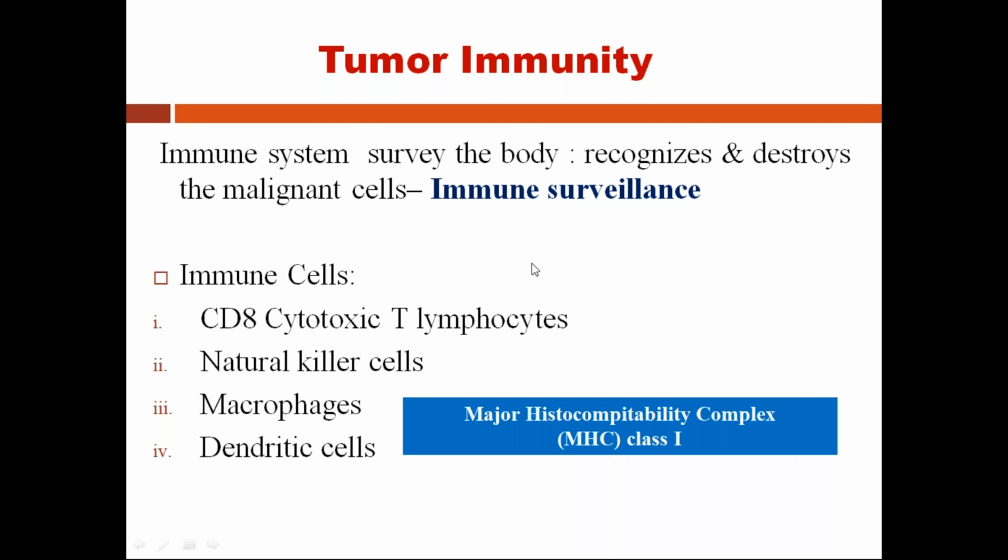Now, what are those immune cells which do this function? So we have the cytotoxic CD8 T lymphocytes, and we have the natural killer cells, then there are macrophages and dendritic cells. And there is one protein called major histocompatibility complex, MHC class 1 protein, which is a protein receptor expressed on all the nucleated cells of the body. So all these cells as well as this receptor protein play an important role in immune surveillance.